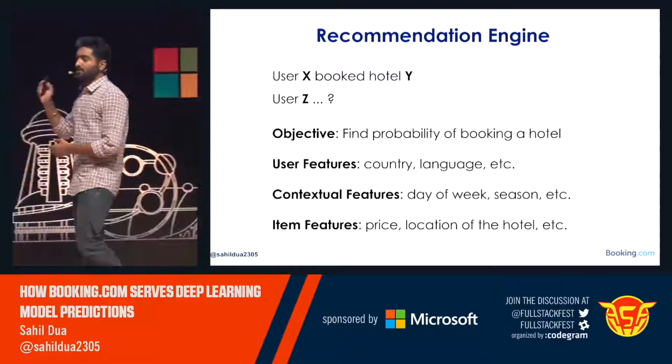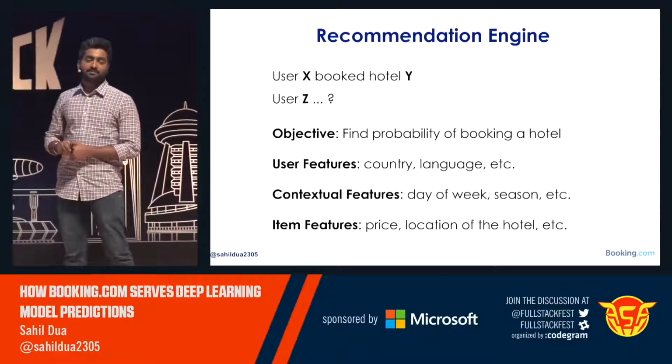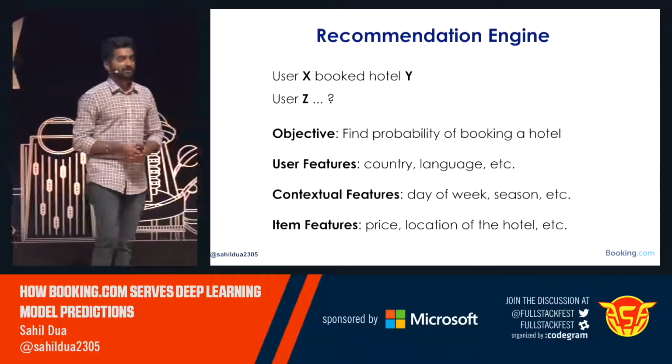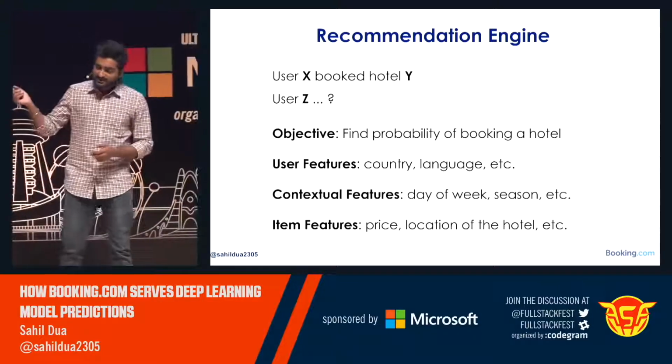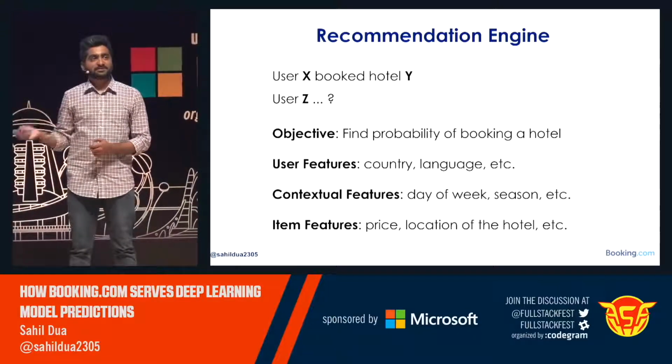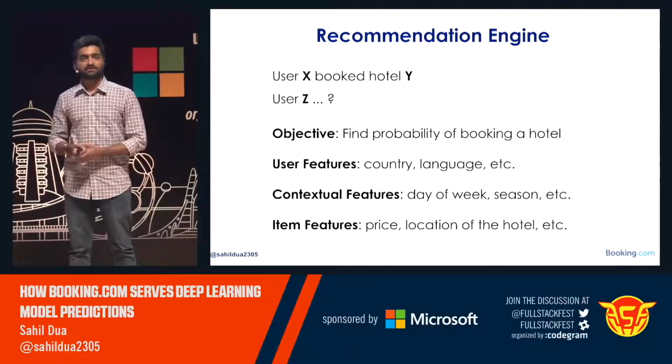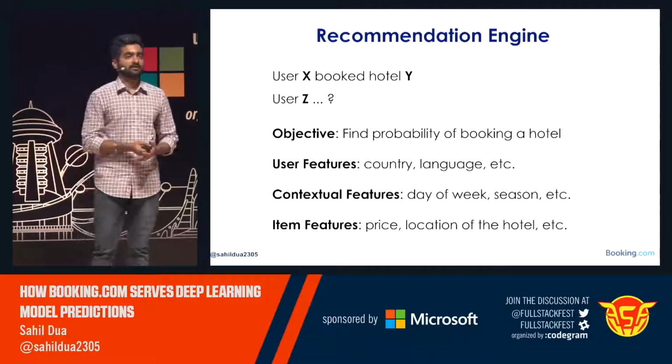So I'm not going to go into details of this problem because I'm here to talk about the infrastructure part, and I'm not going to disappoint you. So research has shown that we can get better results for such a problem of a recommendation system if we use deep neural networks instead of linear or collaborative filtering.